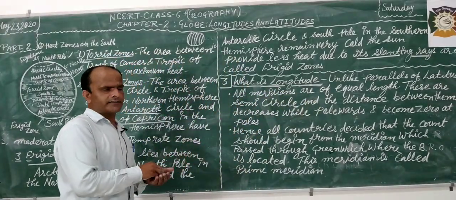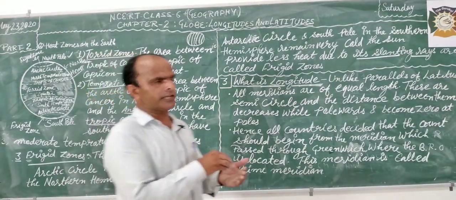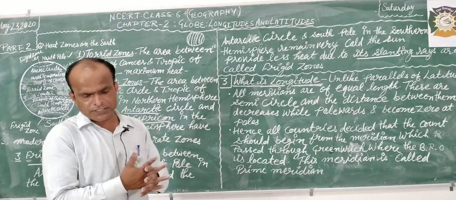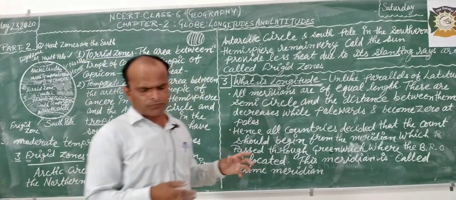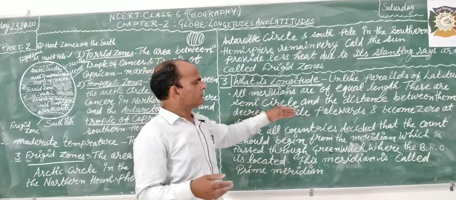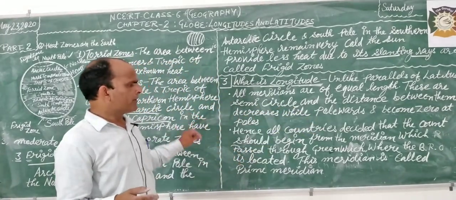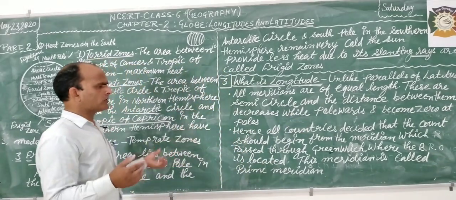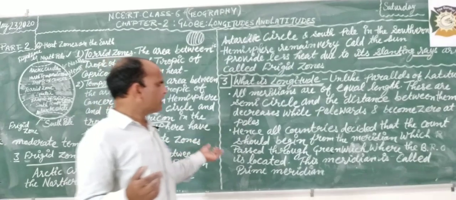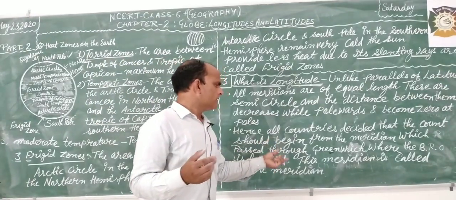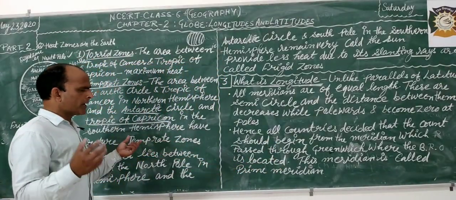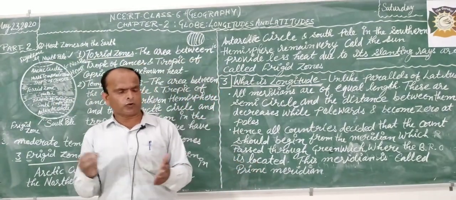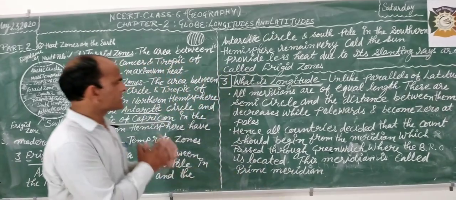All countries decided to make one point from where they can measure the perfect location of any place. This is the British observatory point. This is called the prime meridian, where the counting starts. So that is our second part.